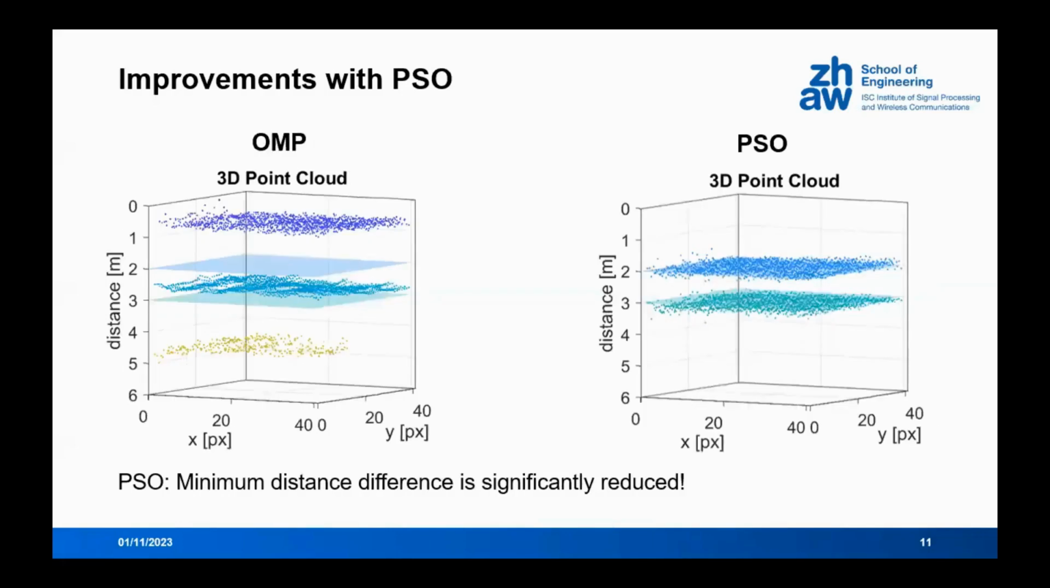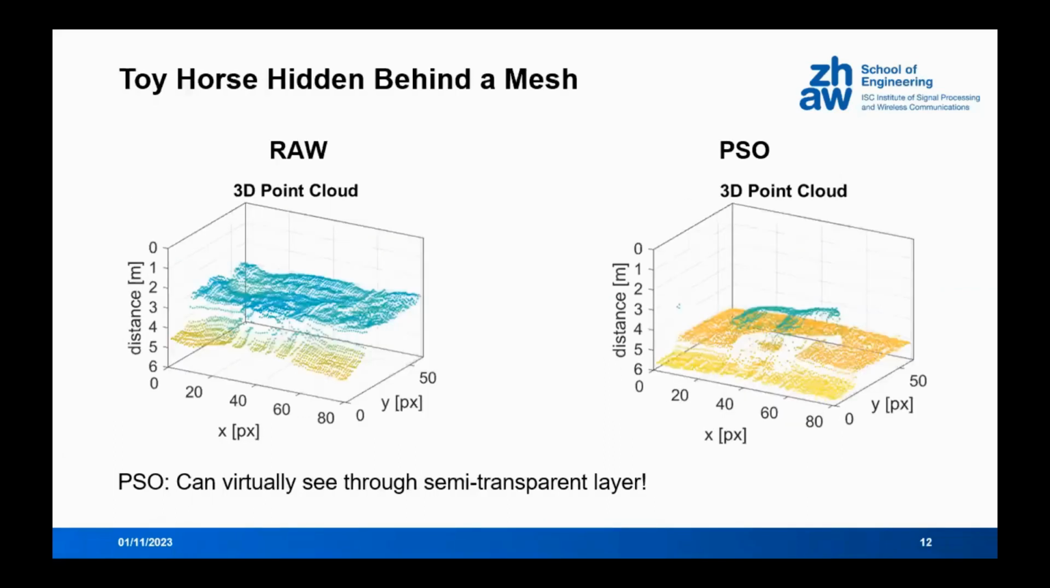So we increased our efforts to reduce this distance further. We made a test setup of 2 meters for the mesh and 3 meters for the wall. Therefore, we were able to separate these again with the PSO approach. And yeah, we got some really nice results here. On the left side, you see the orthogonal matching pursuit, and it was not able to separate them.